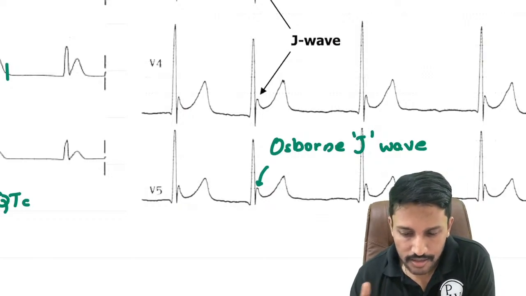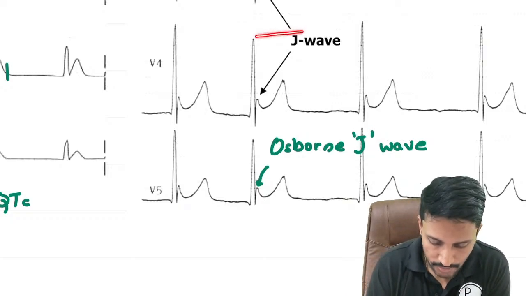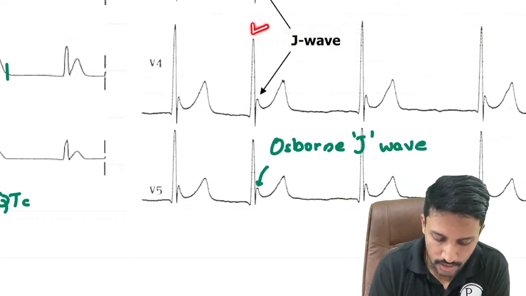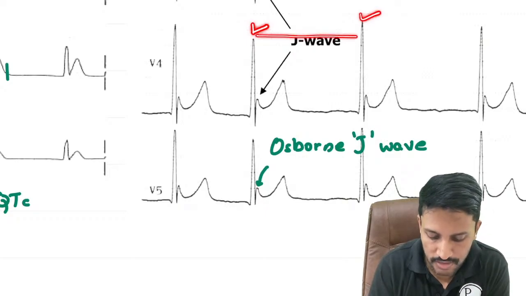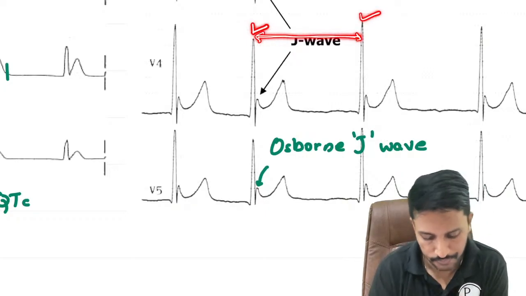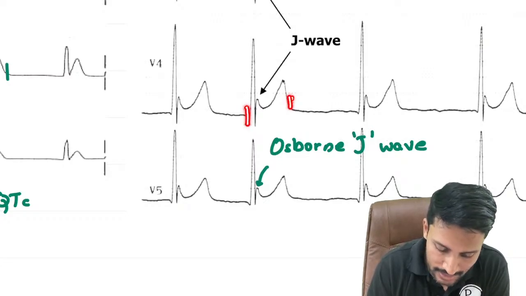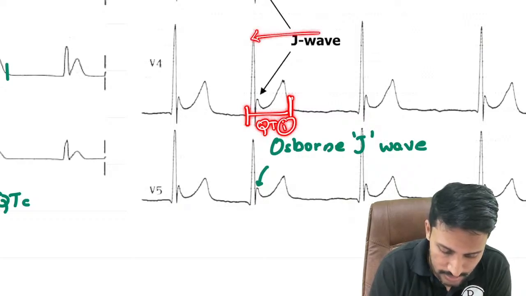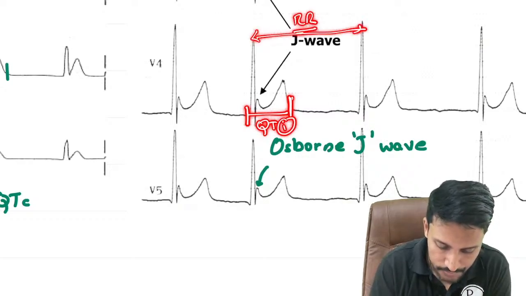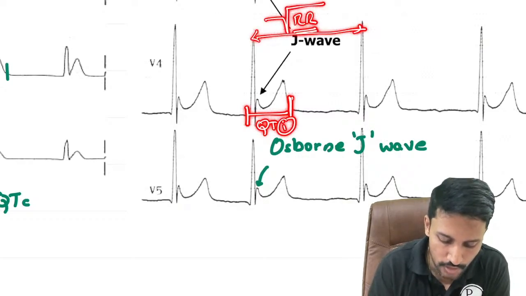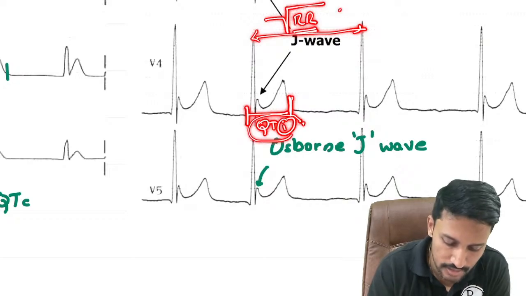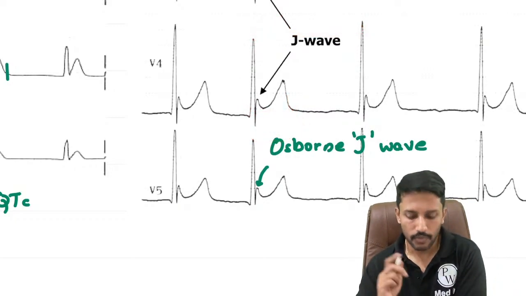Bazett's formula: RR interval refers to the duration between two sequential R waves, right? So this is one R wave, this is another R wave. The duration between these two refers to the RR interval. QT interval refers to the duration between the beginning of the QRS complex and the end of the T wave. This is the QT interval, and this is the RR interval. So in the Bazett formula, we are taking the square root of the RR interval and we are dividing the QT interval by this square root value.